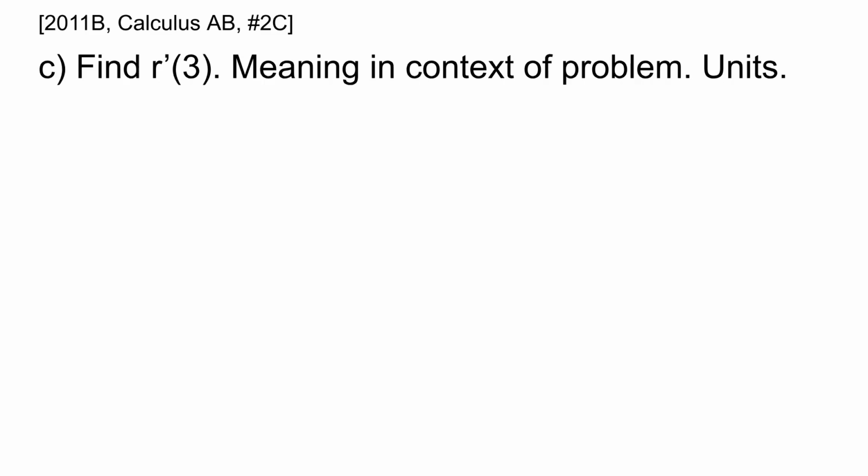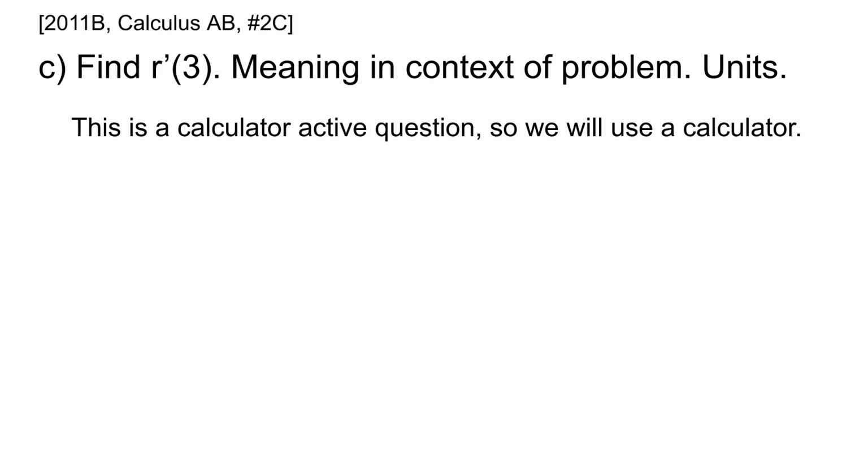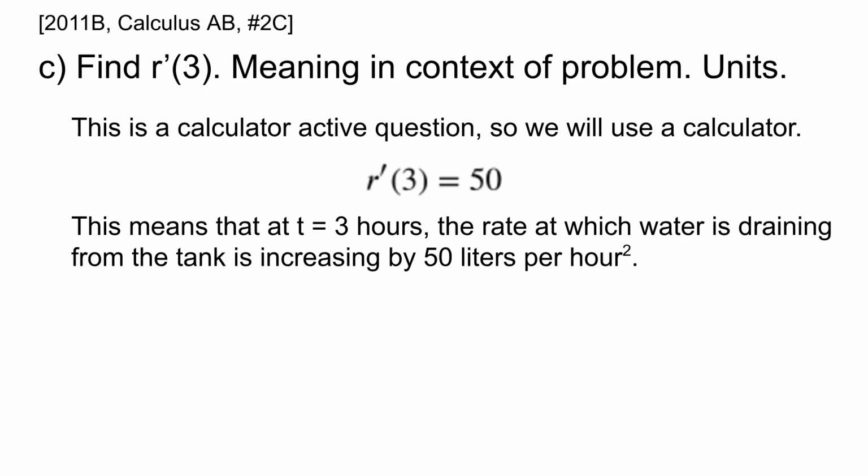In part C of this question, we are asked to find the value r prime of 3 and to explain its meaning in the context of the problem along with the appropriate units. And since this is a calculator active question, we will use our calculator to evaluate r prime of 3. It turns out that r prime of 3 is equal to 50. So this means that at t equals 3 hours, the rate at which water is draining from the tank is increasing by 50 liters per hour per hour.